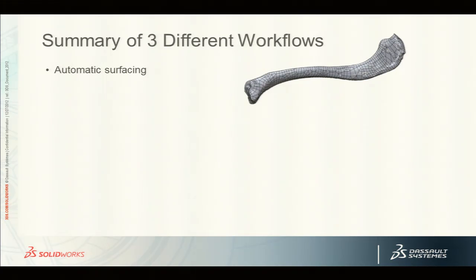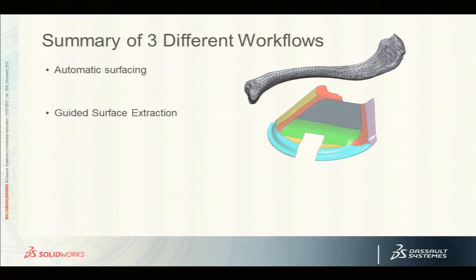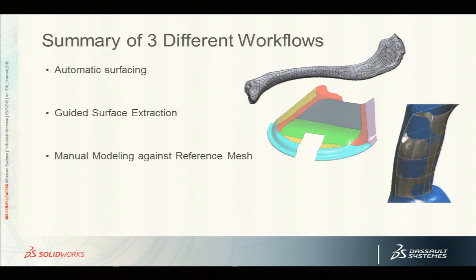So just to summarize the three different workflows, we talked about automatic surfacing, good for organic shapes where topology and parametric topology isn't really important. It's just that I need a solid organic shape to do something around. There's the guided surface extraction, where it is important that this is a product or a machined product where I need to extract the analytical faces that will become parametric features. And then the third one where I want total control. I want to basically just use the mesh to model against and build up my own surfacing with the familiar tools that I know of in SolidWorks. Those are the three workflows.